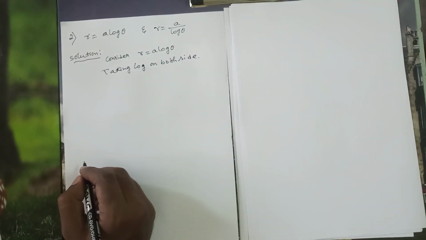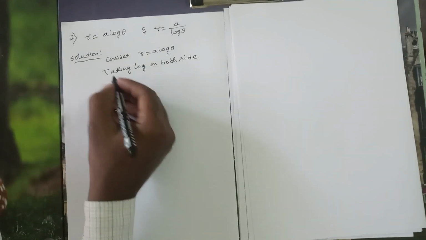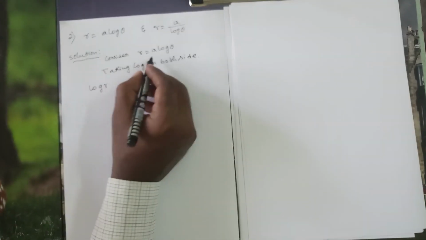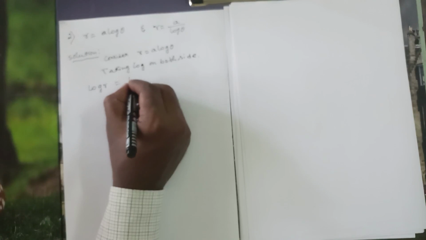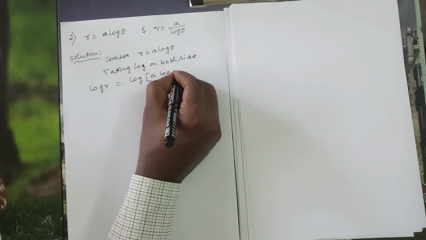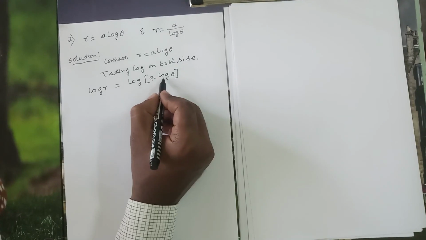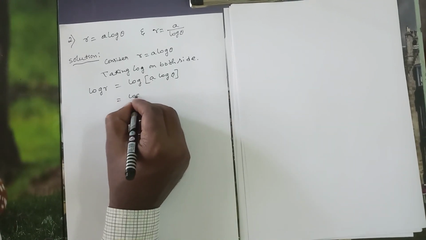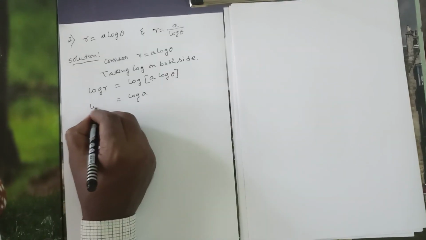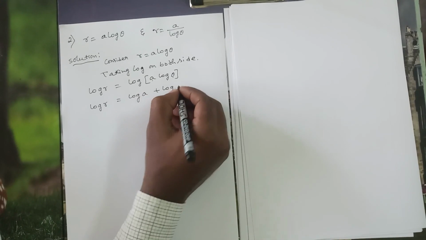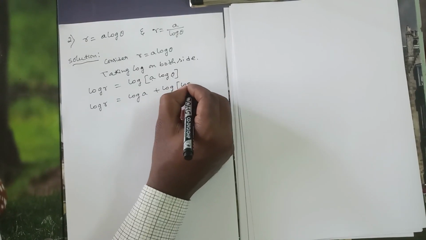If you're taking log on both sides, what do you get? Log R equals log of A into log theta. Consider this one as A and this one as B, so log A into B can be written as log A plus log B. So log R equals log A plus log of log theta.